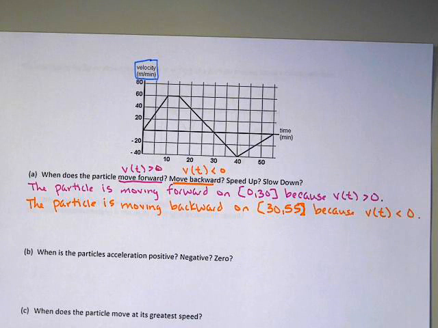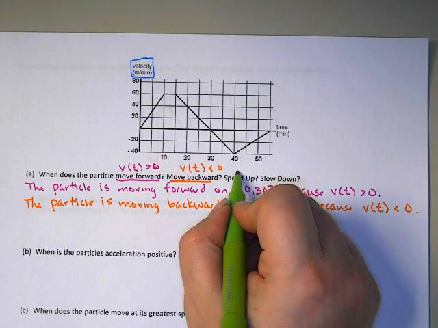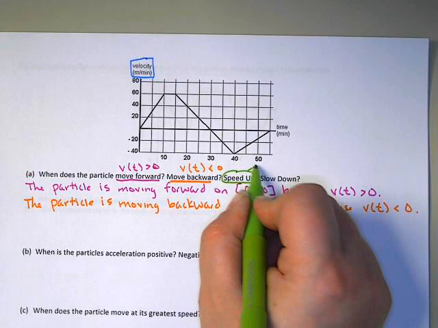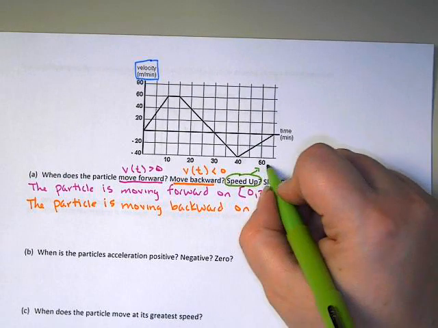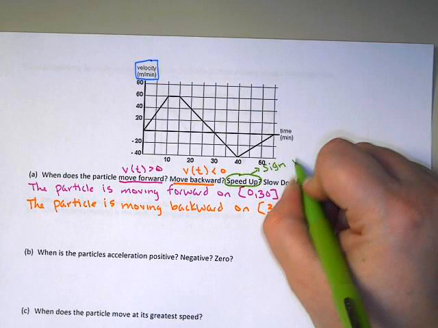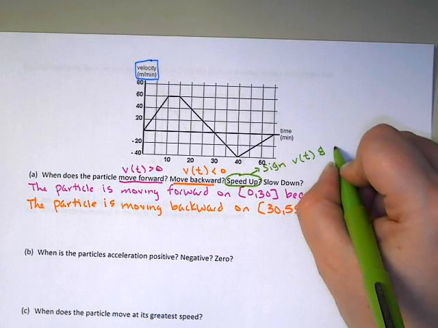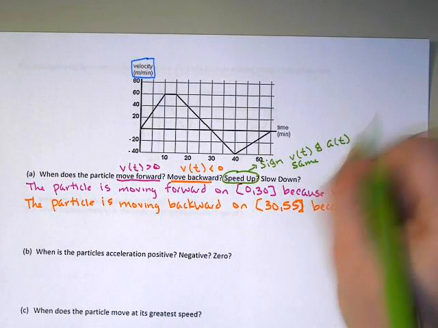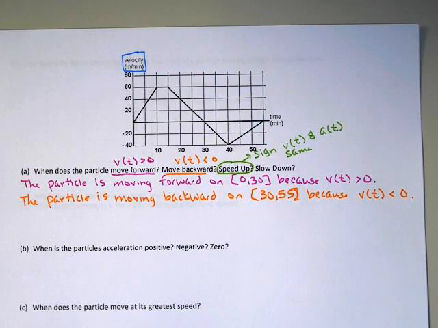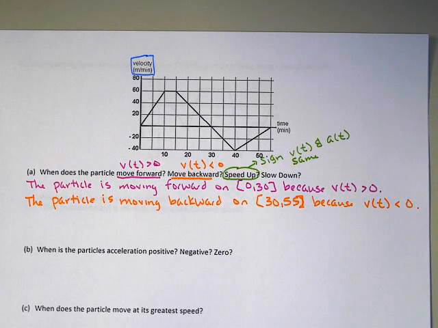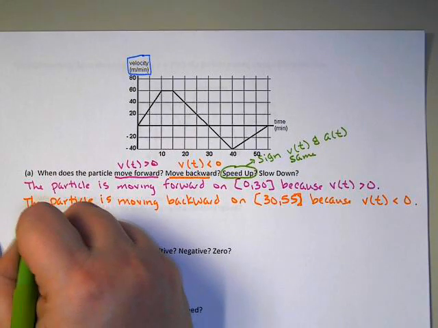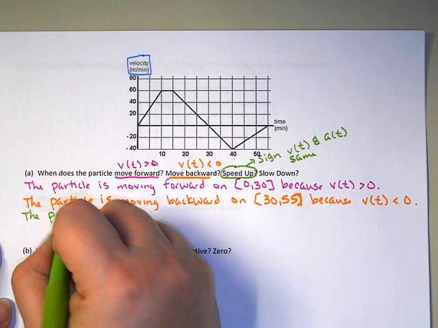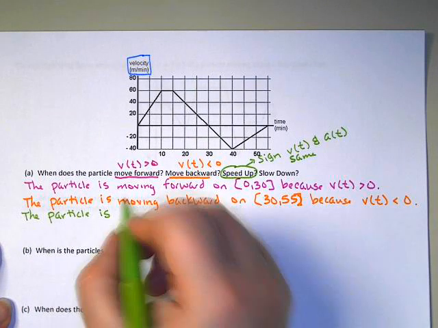The next part is asking for when does the particle speed up? Well, we just talked about how speeding up means that the sign on the velocity, v of t, and acceleration are the same. So we're looking for where either the velocity and acceleration are both positive or the velocity and acceleration are both negative. So the particle is speeding up.